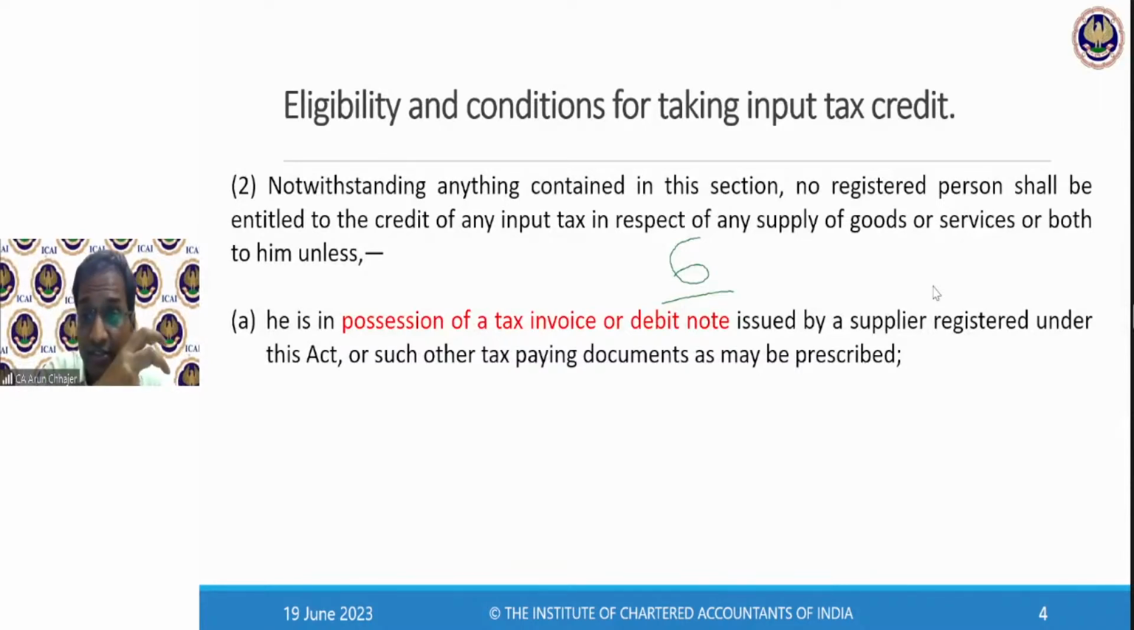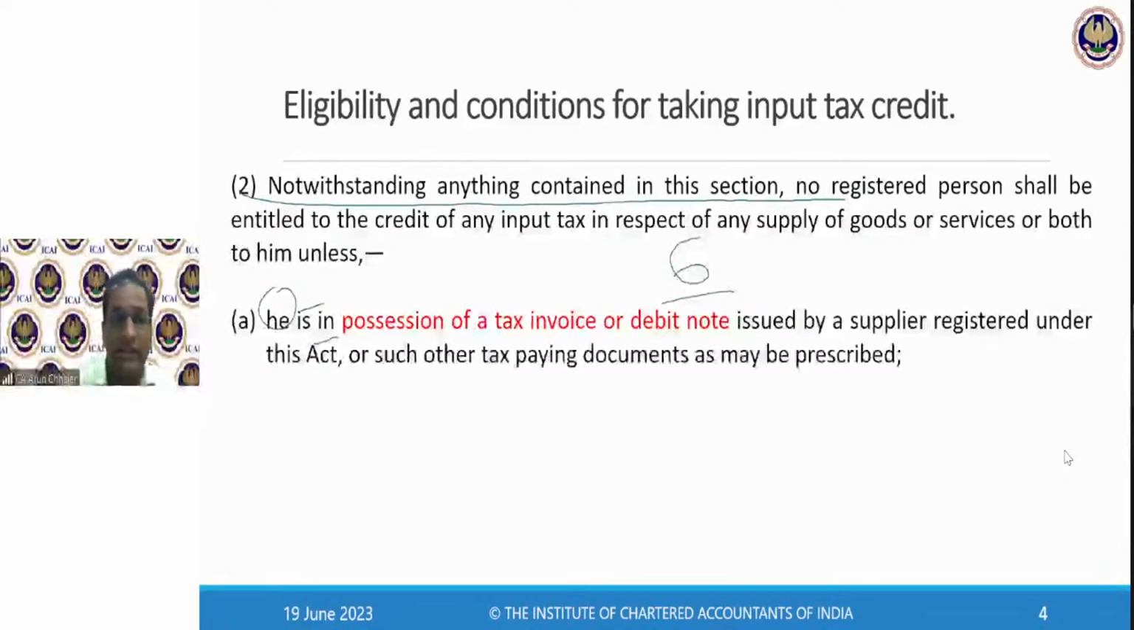What are the 6 conditions? We'll discuss one by one, but the first condition is that he should be... Who is he? He means recipient. Who is taking the ITC? The recipient is taking the ITC. A has sold the goods to B on the tax invoice. For that tax invoice, who will take the ITC? B, meaning the recipient.